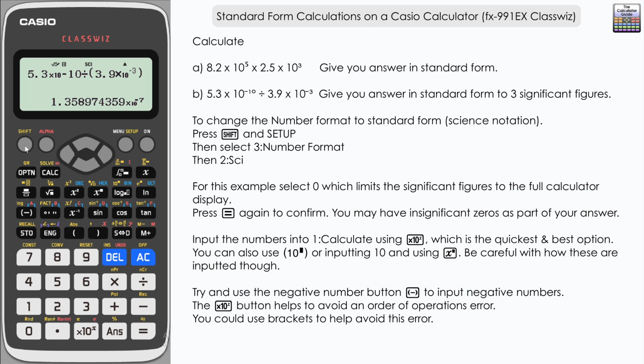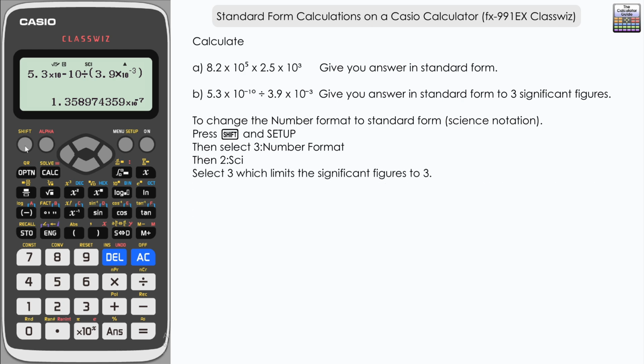So finally, let's give our answer to 3 significant figures. Now, I know that you're going to be able to round this yourselves, of course, but I will just demonstrate to you how the calculator can do this for you, just for your information. So it's shift and setup once again, and 3 for number format, and 2 for Sci, and then this time we want to choose 3 for 3 significant figures. Press equals to verify our answer, and here we have our rounded answer, 1.36 times 10 to the -7.